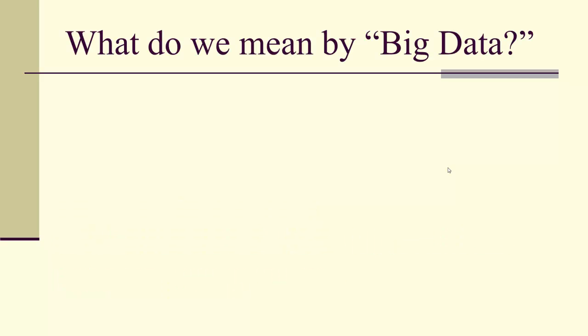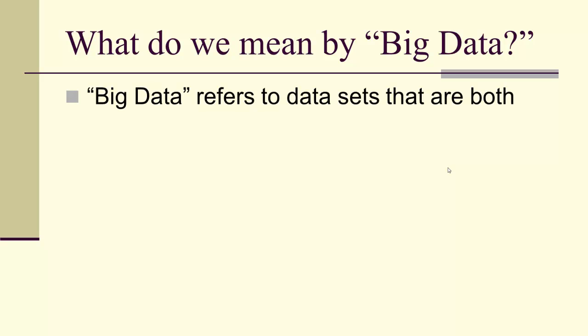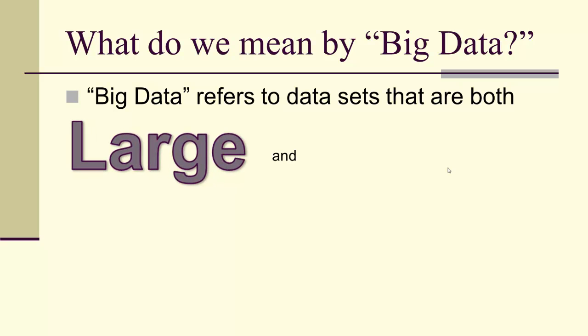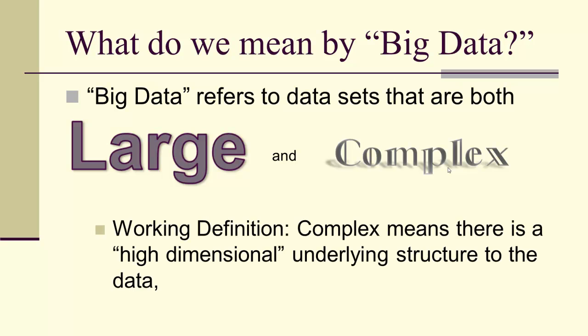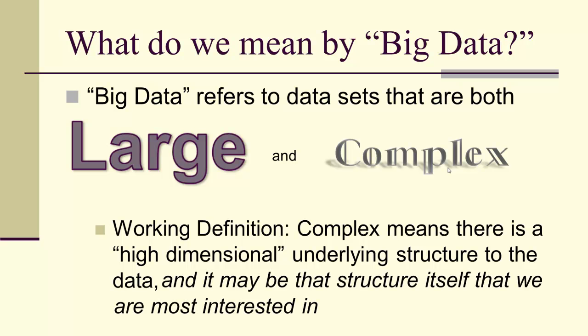So what do we mean by big data? Well, the term big data refers to data sets that are both large and complex. So what does it mean to be complex? Well, for right now, a working definition: complex means there is a high dimensional underlying structure to the data. And it should be noted that often in data mining, we're as interested in the underlying structure as we are in the results produced by the algorithms themselves.